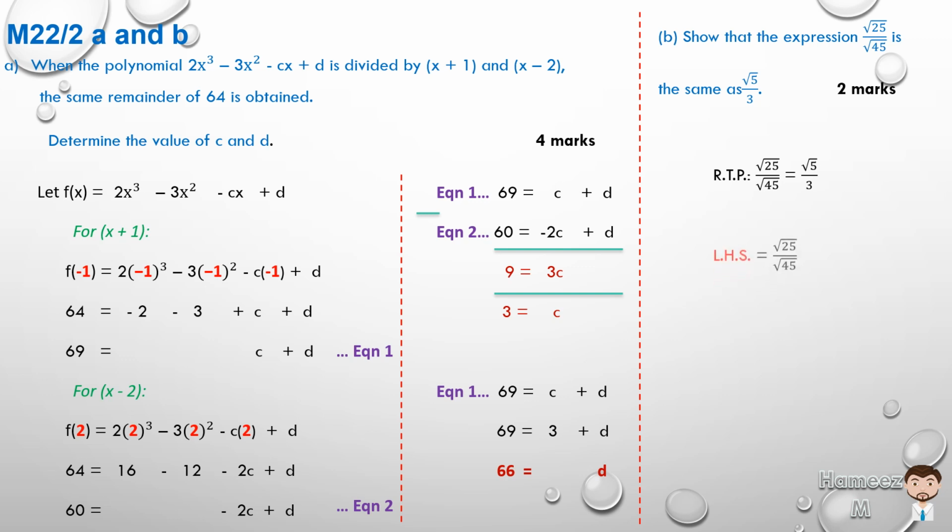So let's look at the left-hand side, root 25 over root 45. And what we can do is separate it. Root 25 is root 5 by root 5, over square root of 5 by root 9. And the root 5s cancel. So we're left with root 5 over root 9. And the square root of 9 is 3. So this is the right-hand side. So we can bring up a small rectangle or write QED, quod erat demonstrandum, which shows that we've proven what was required.